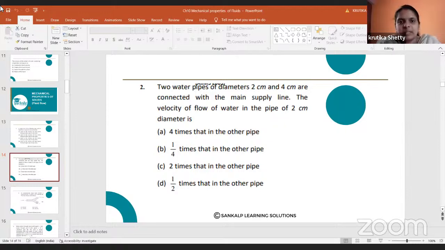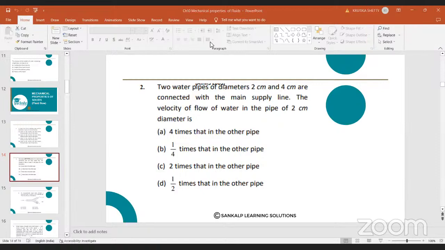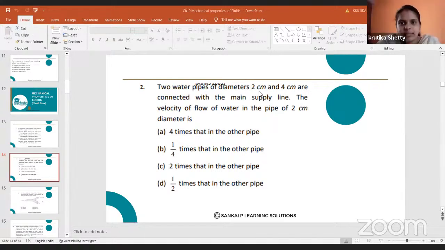Okay, so today we are going to see the next question, that is, two water pipes of diameter. I hope the screen is visible. Okay, two water pipes of diameters 2 centimeter and 4 centimeter are connected with the main supply line. The velocity of flow of water in the pipe of 2 centimeter diameter is.